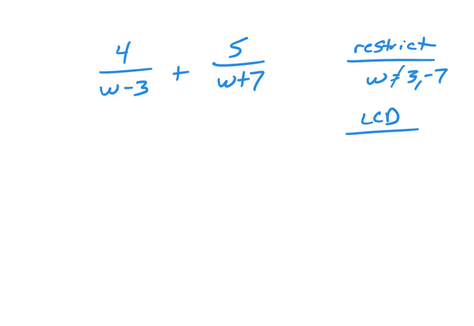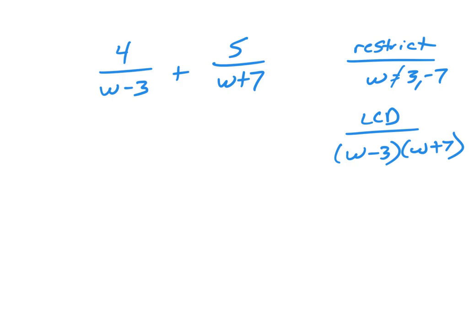What if I had just 3 and 7? Then it would be 3 times 7, right? Well, yeah, it would just be these two factors. It would just be w minus 3 and w plus 7. Okay, so whatever's on bottom has to be part of my LCD. We have 2 separate factors, so they both have to be part of the LCD.